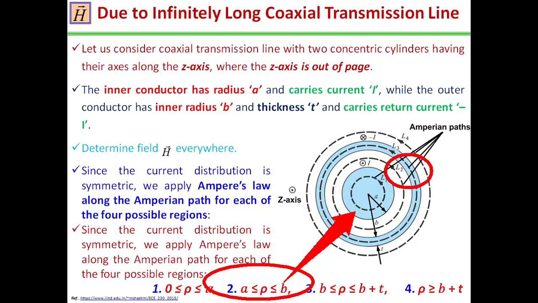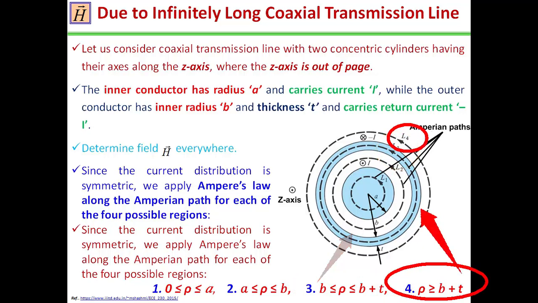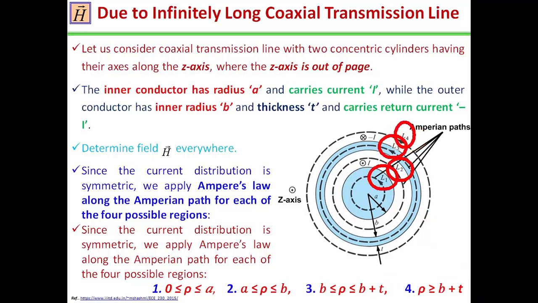And the second region is rho varying between a and b, and this is known as path L2. The third region is rho varying between b and b plus t, and this will be path L3. And the fourth region is rho greater than b plus t, and this is path L4, where paths L1, L2, L3, L4 are Amperean paths as shown by the dotted circles in this figure.